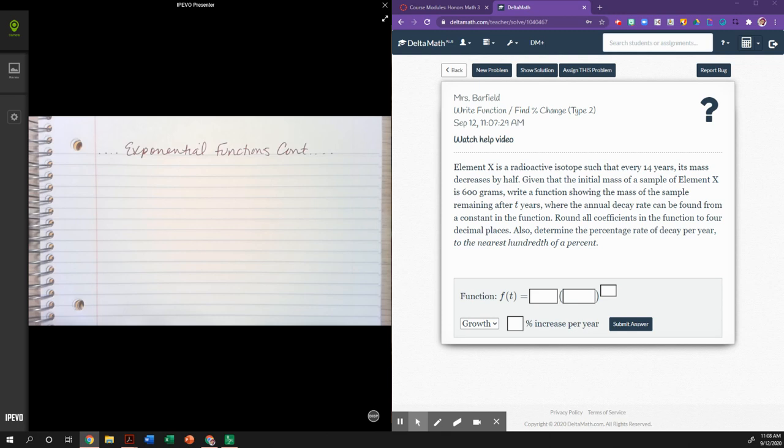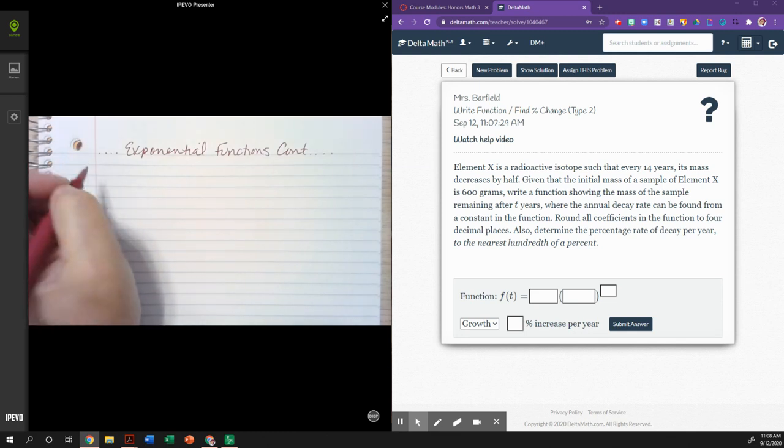All right, so element X is a radioactive isotope such that every 14 years its mass decreases by half. Given that the initial mass of a sample of element X is 600 grams, write a function showing the mass of the sample remaining after t years, where the annual decay rate can be found from a constant in the function. Round all coefficients in the function to 4 decimal places. Also determine the percentage rate of decay per year.